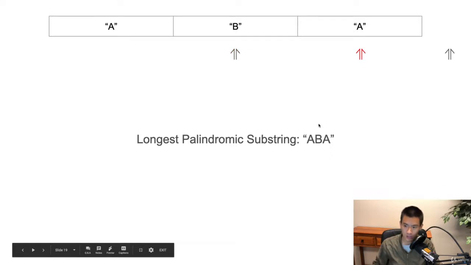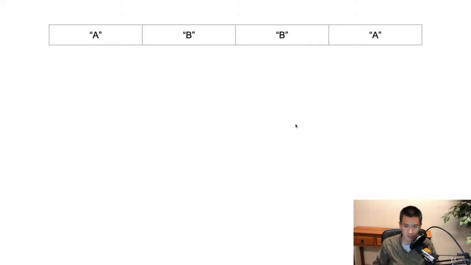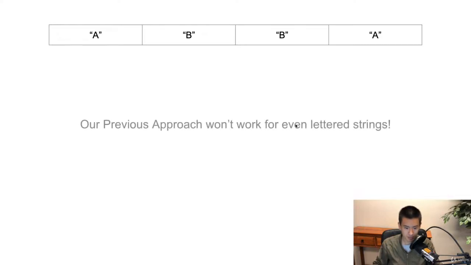Now, our for loop goes to A, left and right pointers. B is not equal to null, so we still maintain our longest PS of ABA. But there's a problem. Our previous approach won't work for even lettered strings. With our previous approach, it's going to say our longest PS is just the character A. How could we fix that?